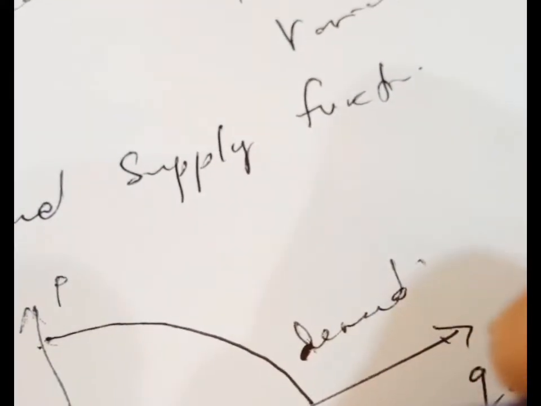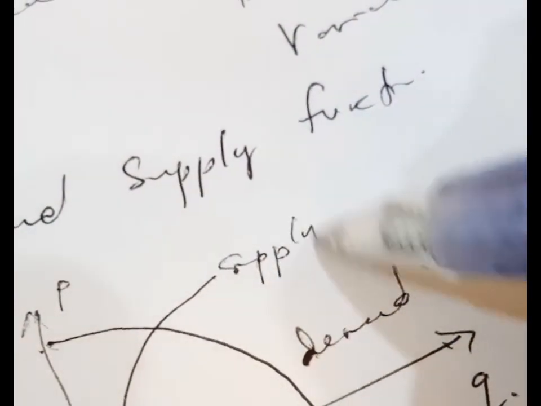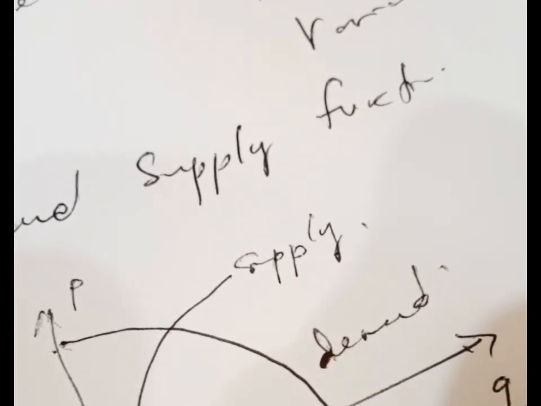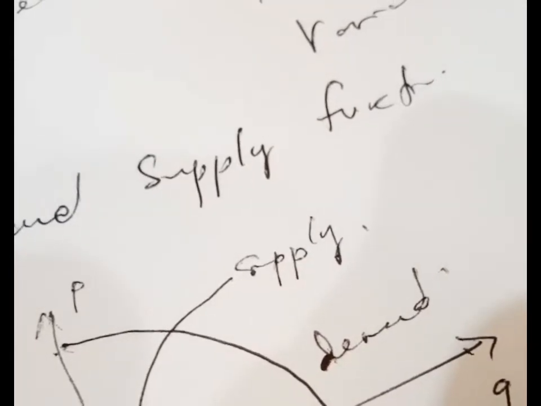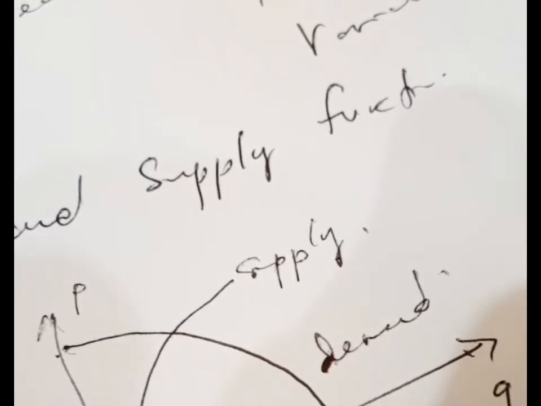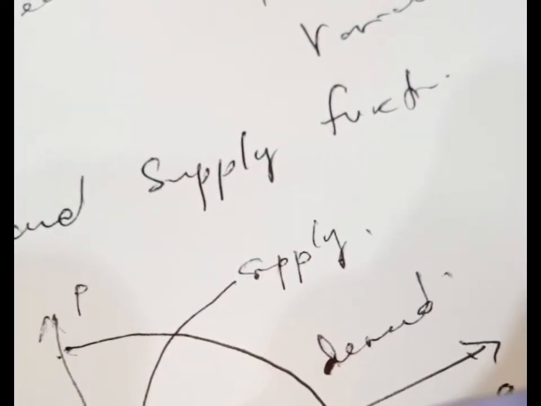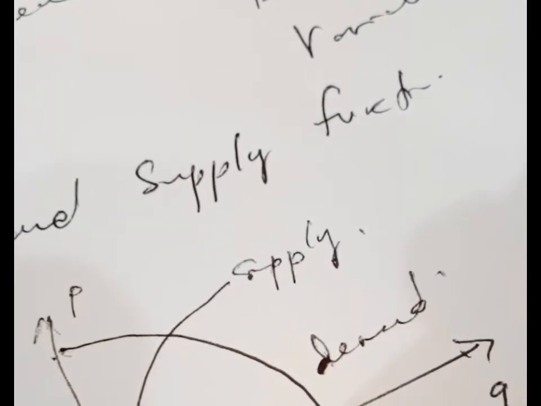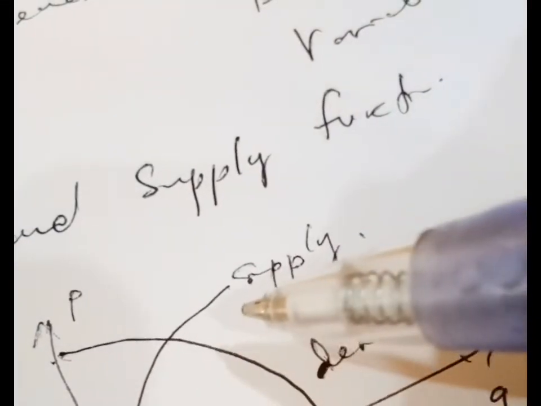And the supply is something like this. It is the function of supply. When the quantity is low, the price of the supply is low. As the quantity supplied is high, the price also goes up.